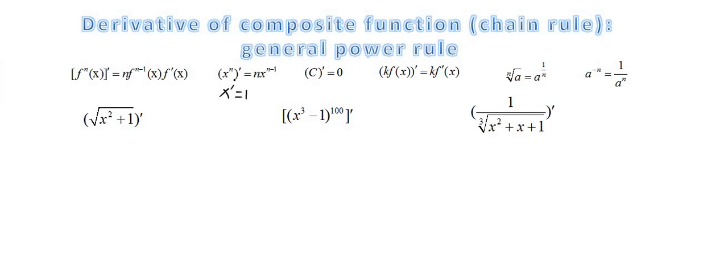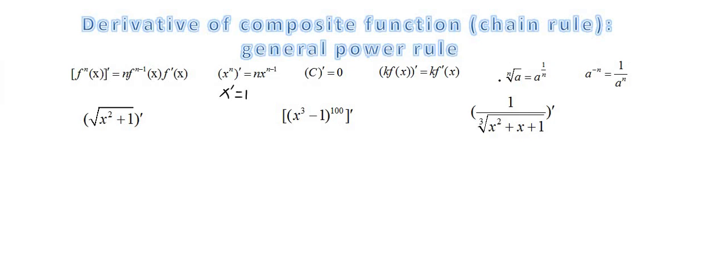Here we have a very special case: the derivative of x equals 1. And the third one is the constant rule: the derivative of a constant equals 0. And the fourth one is the constant multiple rule: the derivative of k times f(x) equals k times the derivative of f(x).